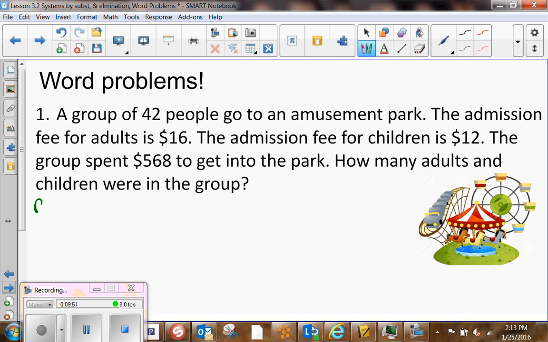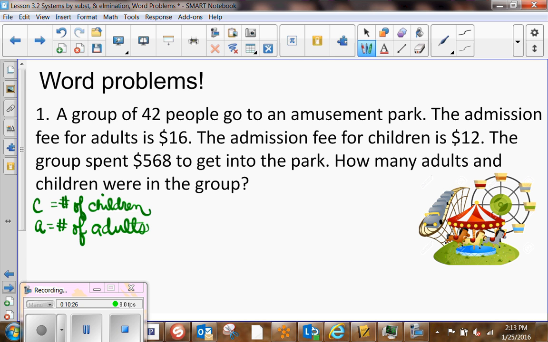So how about we let C be the number of children, and A be the number of adults. And I guarantee you, if you identify your variables before you start, it really will make your life so much simpler. If you just jump in there and start trying to write equations with various and sundry x's and y's, it's hard.